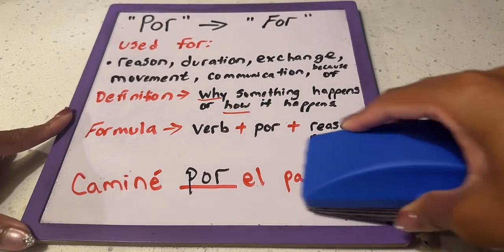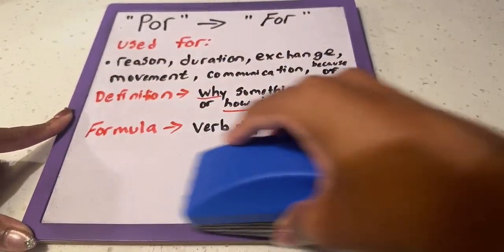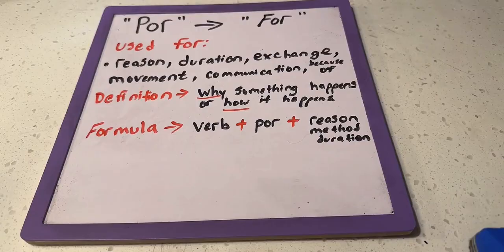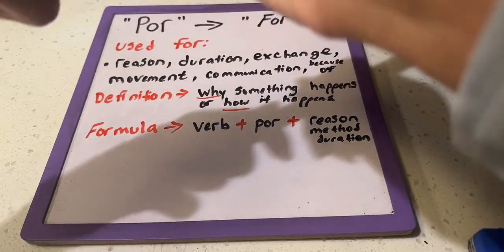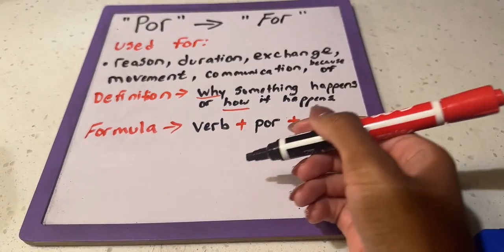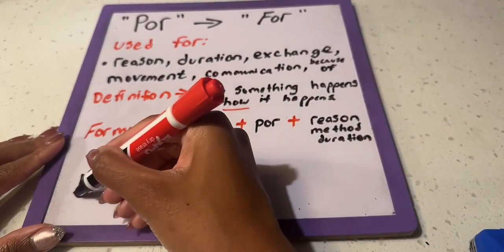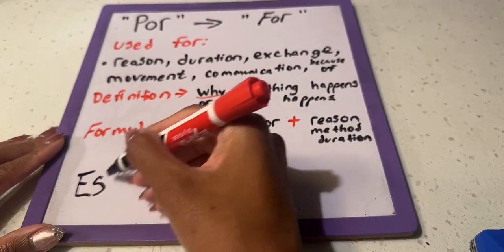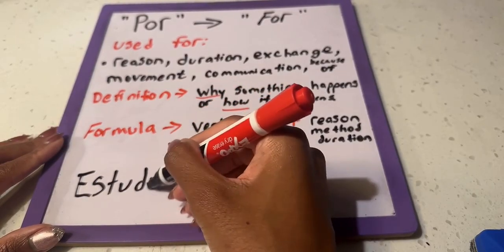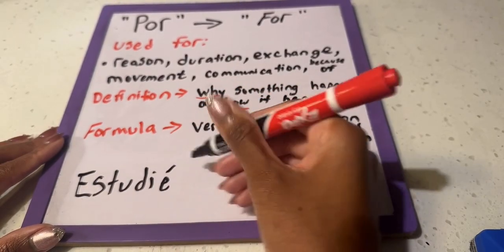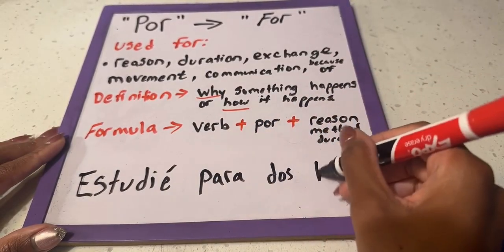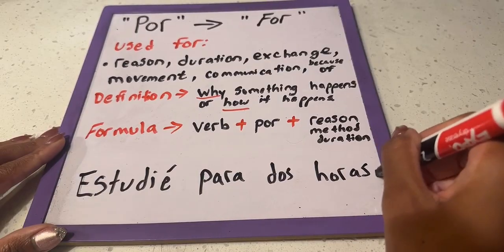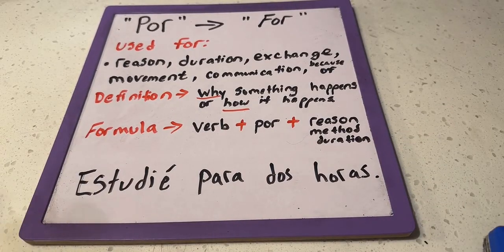All right, now we got one last one. And it's my favorite one. My favorite exercise is I'm going to write a sentence and you have to tell me what is wrong with it. I studied for 2 hours. That's what this sentence says. I studied for 2 hours. What is wrong with this sentence?